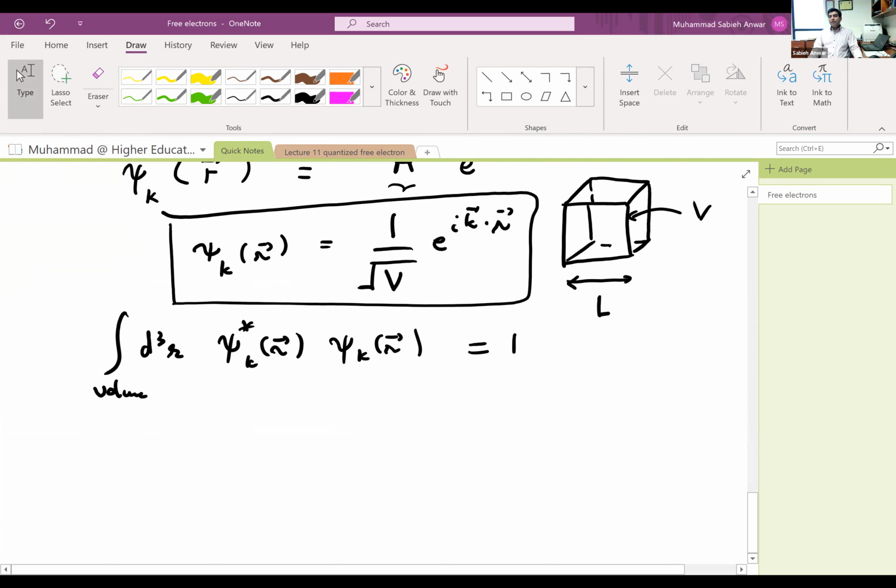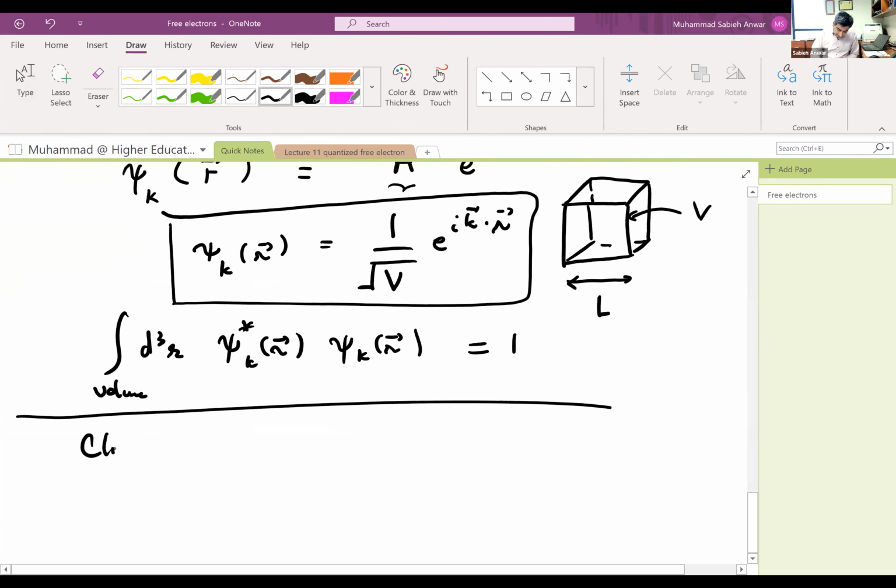All right, now we need to take a closer look at k. Just looking at the exponent factor here, k is conjugate with r. So anything that is in the exponent must be dimensionless. So k must have dimensions of 1 over distance. And this is the property of the reciprocal space, as you all know. Now, let's take a closer look at k and impose certain boundary conditions on k.